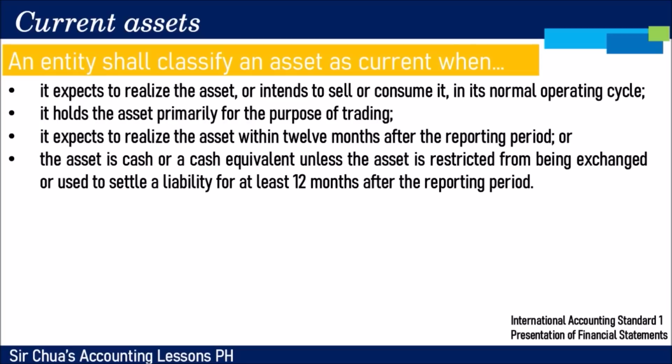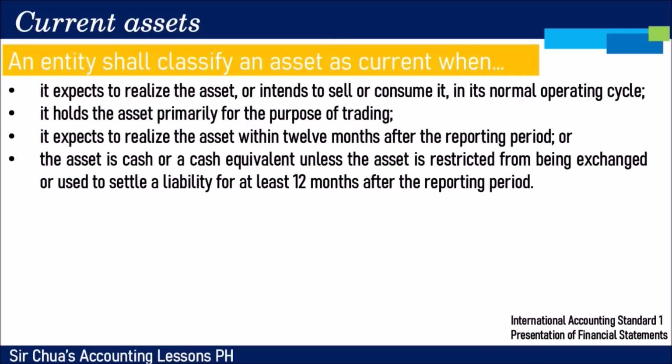ng normal operating cycle. So if your asset is realizable or saleable or consumable within the normal operating cycle or within 12 months or whichever is longer, then that's a current asset. It holds the asset primarily for the purpose of trading. Best example is, ano ba yung for trading natin na asset? Di ba inventories? Ayun. Kasi nagagamit natin siya sa operations.